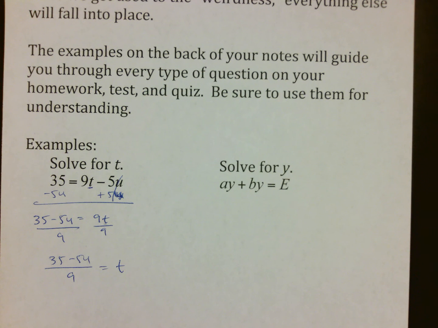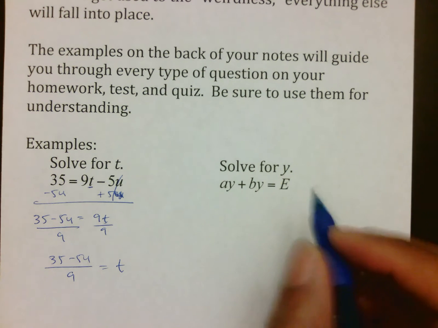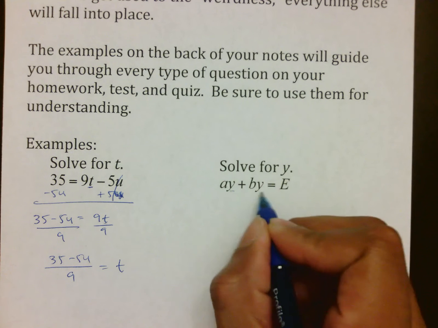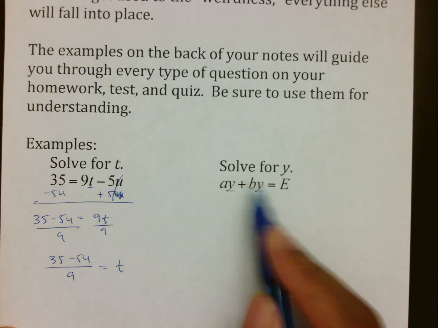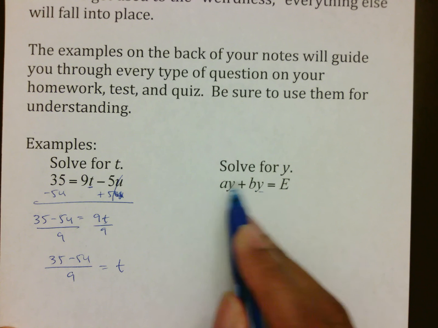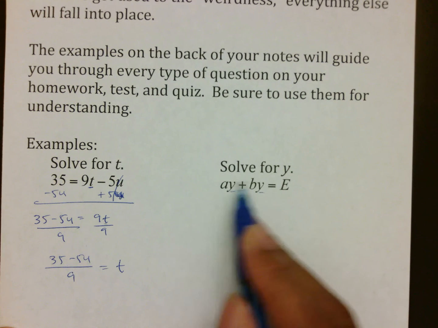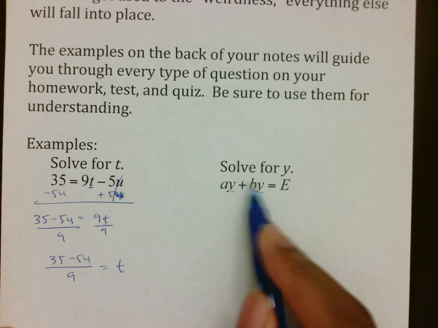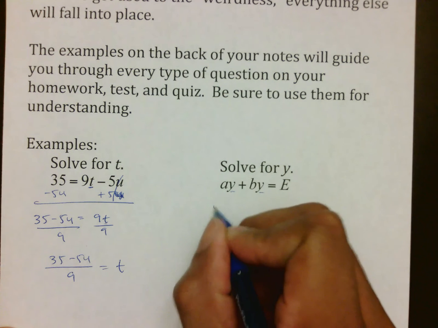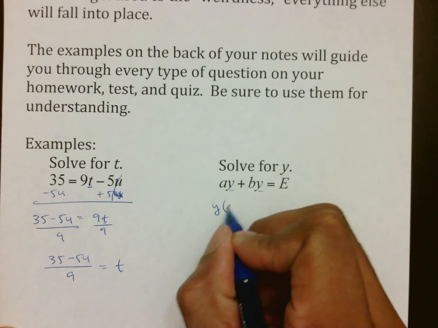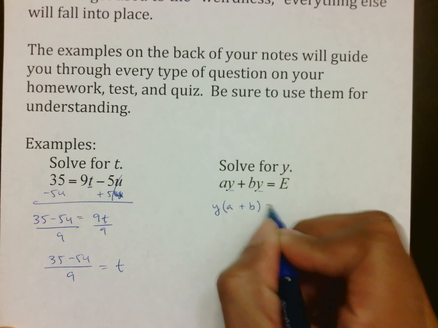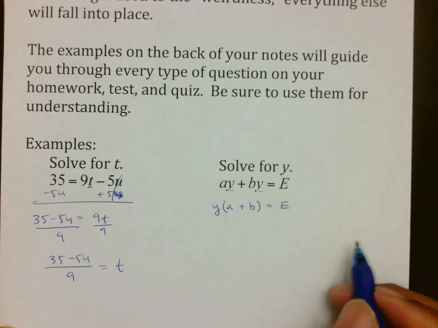Another question is going to ask you to solve for y, but the trick here on this one when you see it is that we have two y's. In this case, we have to do something called factoring. Because both of these have a y, what we are going to do is use factoring, which is just the opposite of the distributive property, which means we take the y off and put the other two terms on the inside, which is a plus b, and that is equal to e.